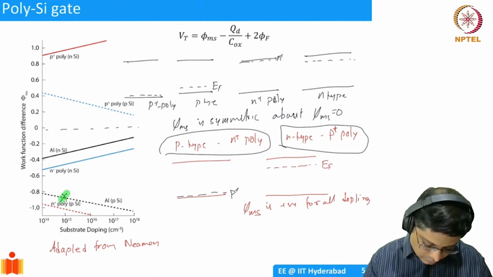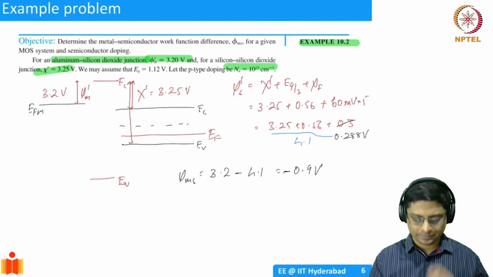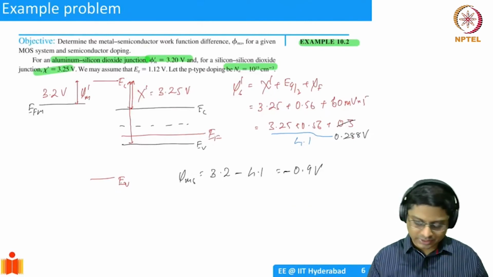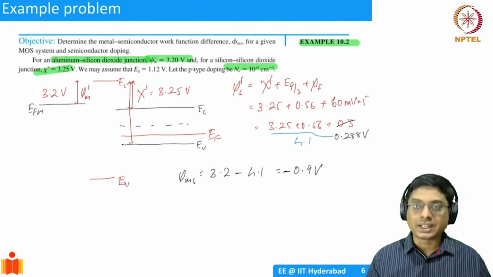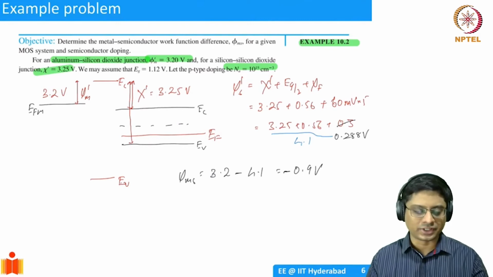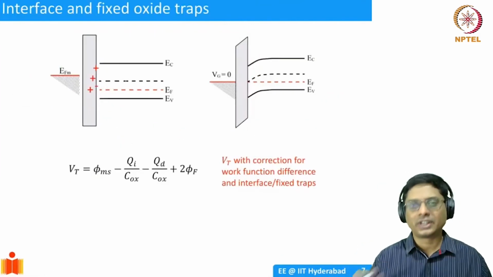Okay. So minus 0.9. So yeah, what we're getting is approximately there. All right. So this is how you can calculate the work function difference, phi_ms, and that will modify your VT. So this is one form of non-ideality.